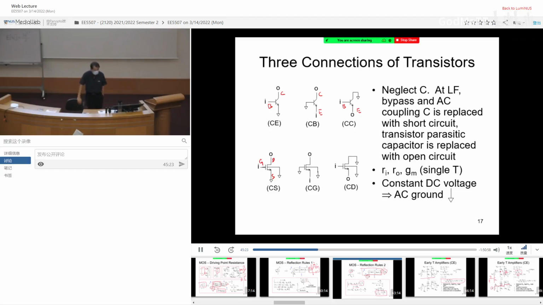So if input goes through base, output goes through collector, and emitter is neither input nor output, we call it common emitter. Any terminal that is neither connected to input nor output, we call it common. Okay?